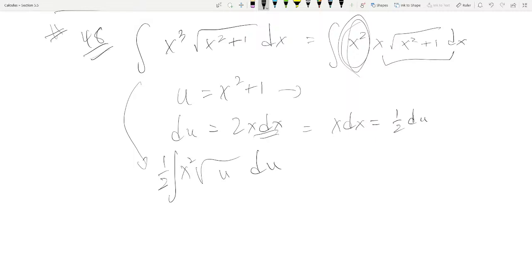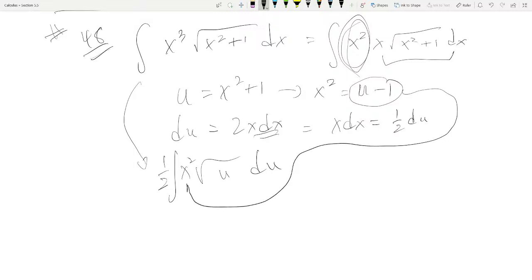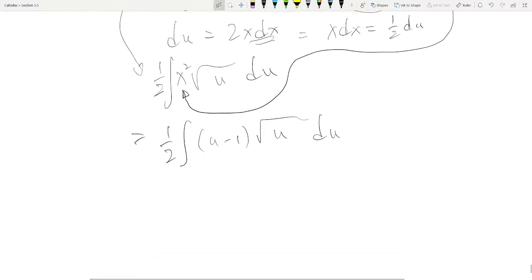But the way we can get it is like we've just seen in the last two examples. We could solve for x squared here and get u minus 1. I can put that u minus 1 right there. 1/2 times u minus 1 root u du, and now we should be home free. It's the integral. I'm going to multiply that out so I get just single exponents. U to the, this is the 1/2 power, this is 1 power, so I get 3/2 total, minus u to the 1/2.